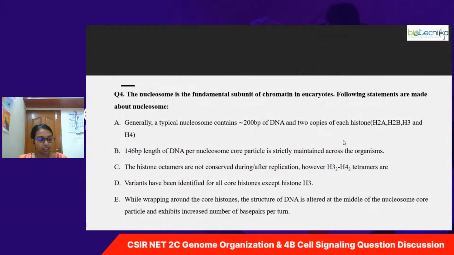Okay. This is also based upon the nucleosome only. See, basically the questions will come based on that only. Nucleosome is the fundamental subunit of chromatin in eukaryotes, and these are some statements based on that. I think so far, whatever I explained to you, if you have understood it clearly, maybe you will be able to give the answer here. What is it? Generally, a typical nucleosome contains approximately 200 base pairs of DNA and two copies of each of these histones.